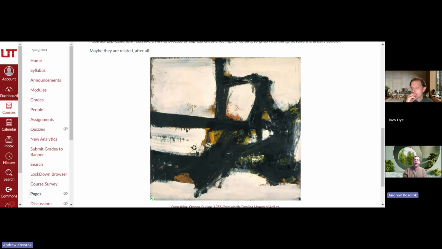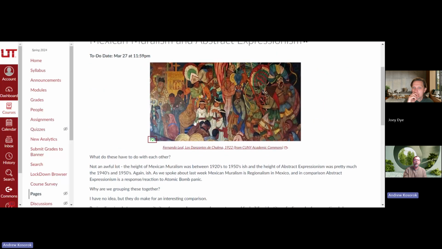So here we have a really excellent example of abstract expressionism from Franz Kline. And here we have an excellent example from Fernando Leal of Mexican muralism.